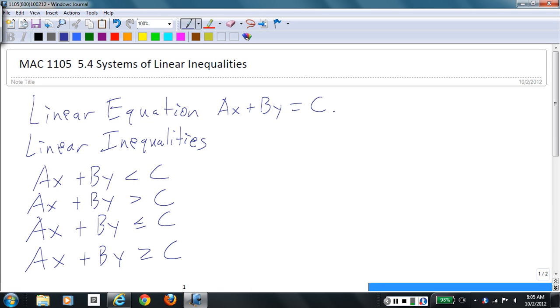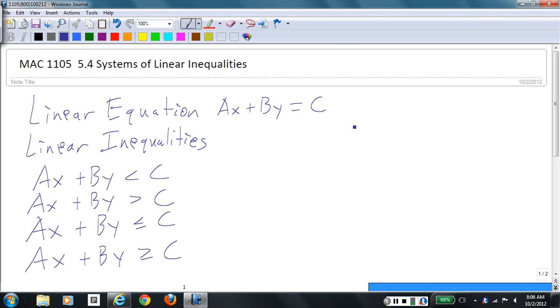Now each of these is going to involve the graph of the straight line, Ax plus By equals C. That's going to be the boundary line for the solution region. There's a much greater portion of the plane, a set of points that are going to satisfy the inequality than there will that satisfy the equation itself. But the straight line is going to form the boundary of the solution region.